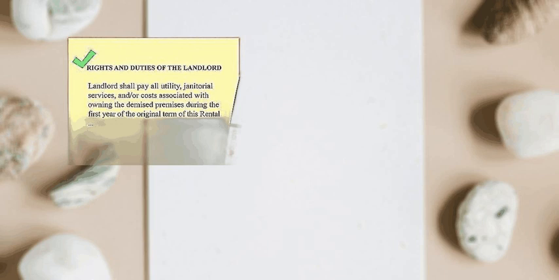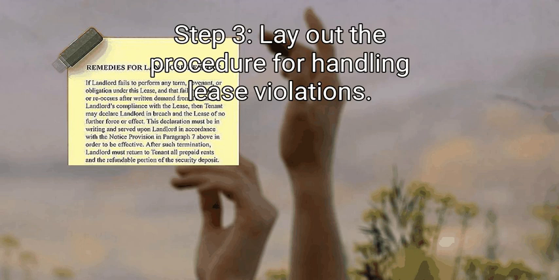You typically have the right to enter and inspect the property at any time, although you usually must give the tenant notice beforehand. 24 hours notice is usually sufficient. Some laws may specify that you can only enter the property during reasonable hours unless there is a maintenance emergency. Step 3. Lay out the procedure for handling lease violations.